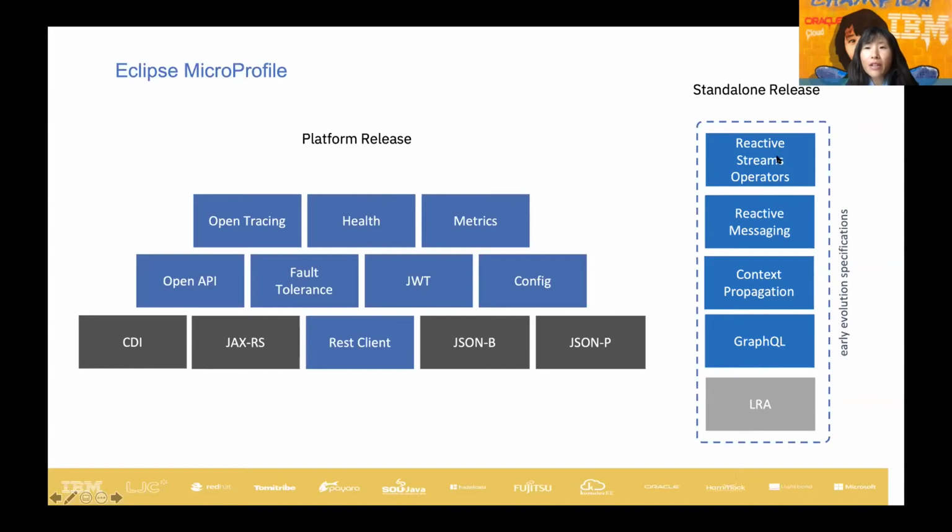These include reactive streams operators and reactive messaging. This is for reactive programming and reactive system development. Then there are also context propagation and GraphQL, which were all released this year or late last year. And then there is the LRA, which is how to do microservice transactions. This is to be released once the MicroProfile working group is set up, probably towards the end of this year.